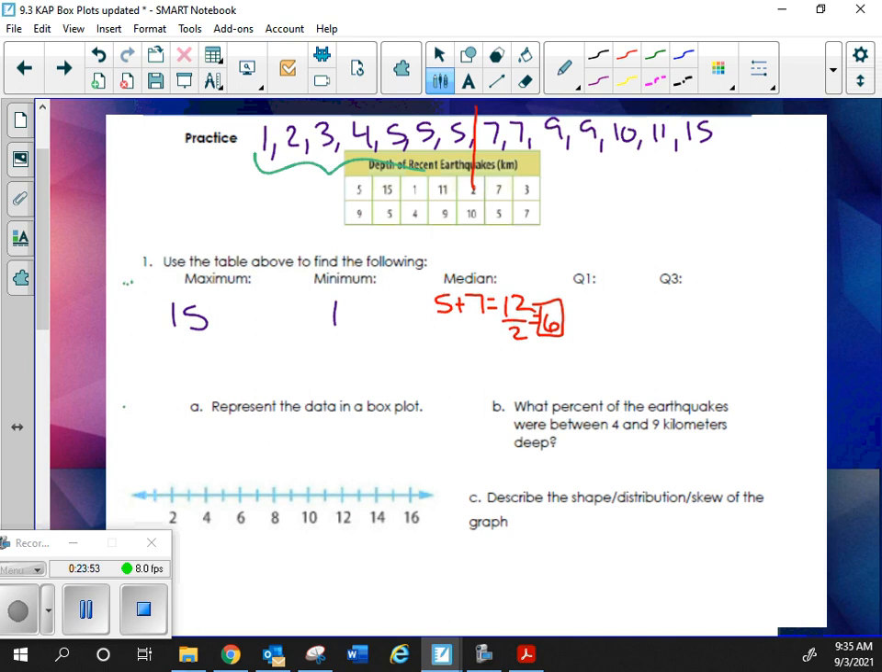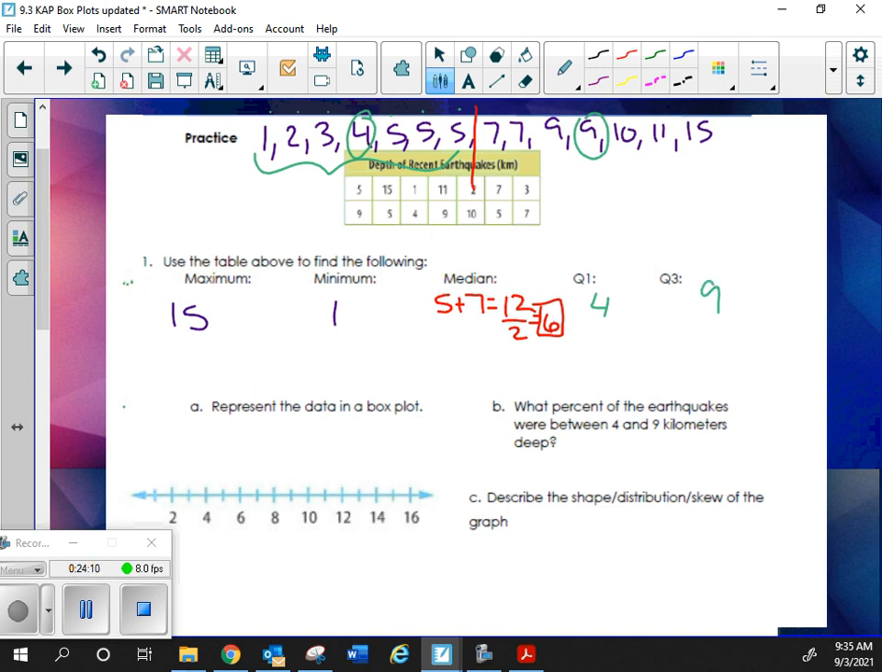Q1 is going to be the median of those 7 numbers. The median of that would be 4, but I'm going to double check. 1, 2, 3. 1, 2, 3. Very good. Q3 is 9. Y'all agree? All right.